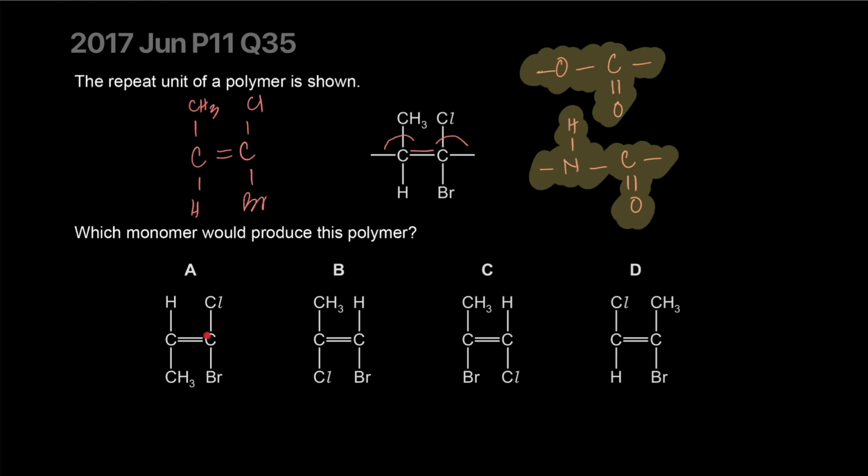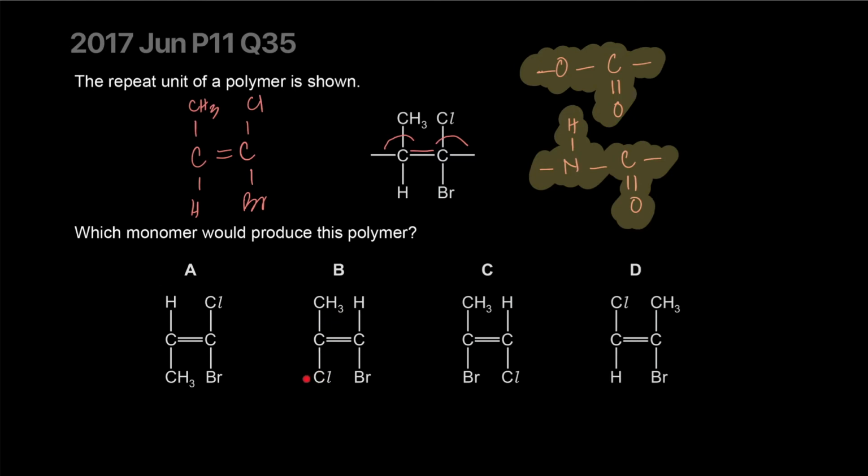I think we already found it. Don't worry too much about that one being on top. Just think about it this way: it's just flipped. Okay, so the same carbon has a CH3 and a hydrogen, and the other one has the two halogens on it, chlorine and bromine. I'm pretty sure A is our answer, but let's take a look at the other ones.